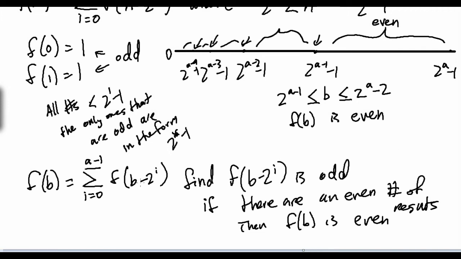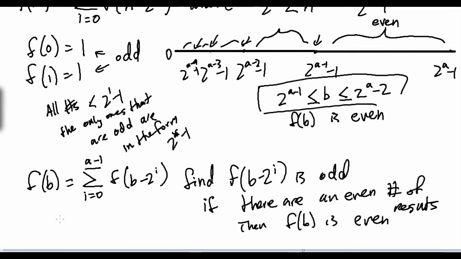We want to prove that for any number in between those two, Fb will always be even, and thus we want to prove that for any number in this range, Fb will always be even. So how do we do this? I'm running out of room. That's not a good thing. It might get messy. So let's see.